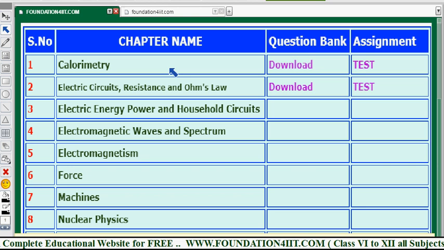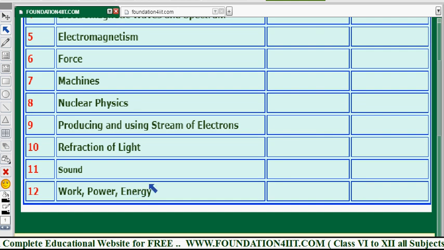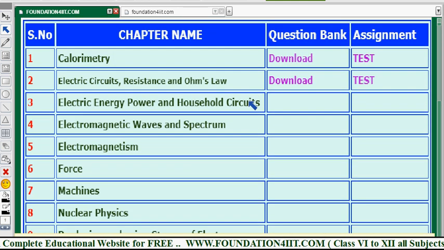So in this video, I'll show the class 10th ICSE board physics study material. The entire material links are provided in the description below. You can go through them. Now these are the chapters according to the ICSE curriculum. In all these chapters, the question banks and assignments are given in the links.